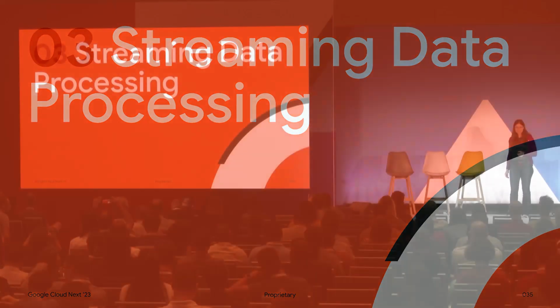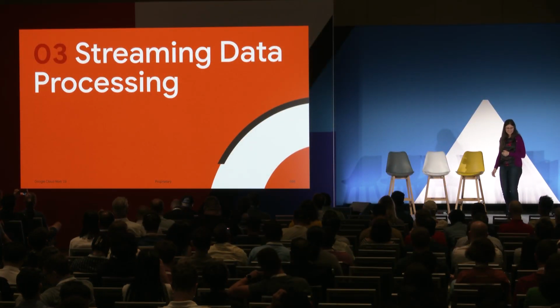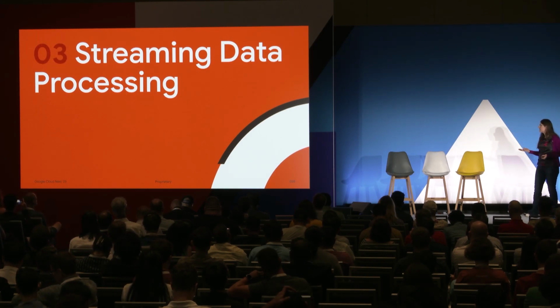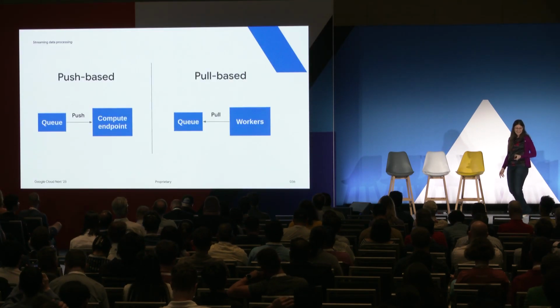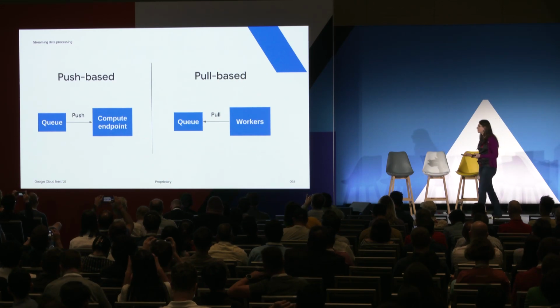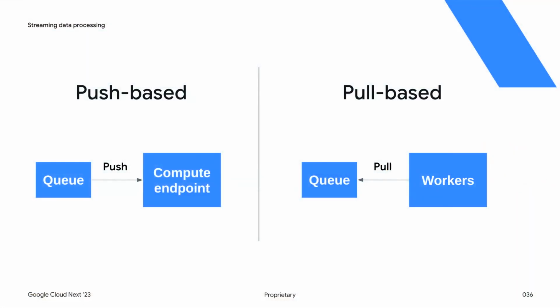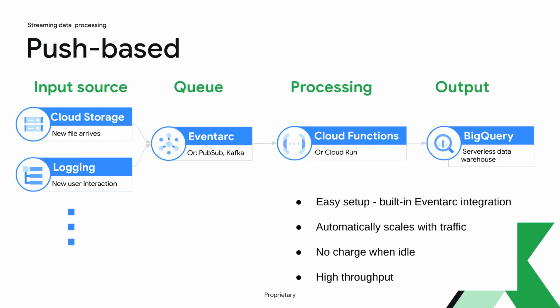So finally, let's talk about streaming data processing. Streaming data processing is great because it's conceptually simple. An event happens, and you process it. In general, there are two major paradigms when doing streaming data processing. We've got push-based and pull-based. Push-based is when your queue is pushing events to your compute endpoint. And pull-based is when your compute is actually workers that are running all the time and pulling work from your queue. So traditionally, for serverless pipelines, people have used a push-based model.